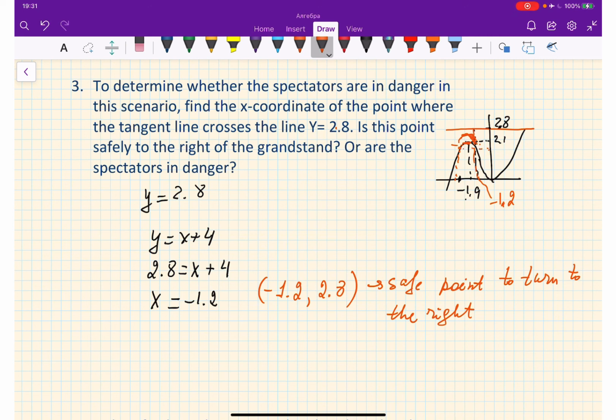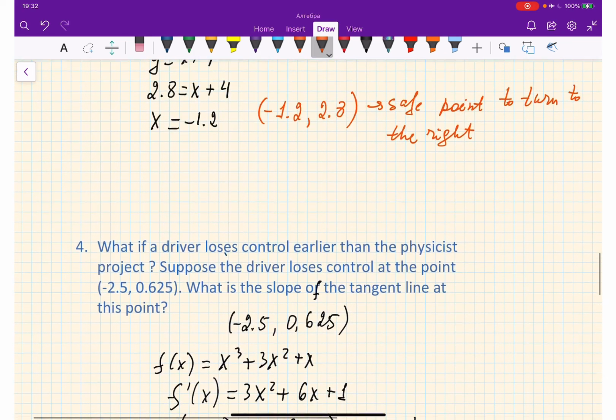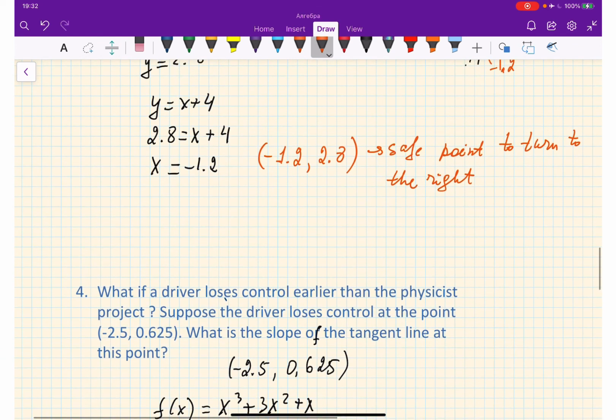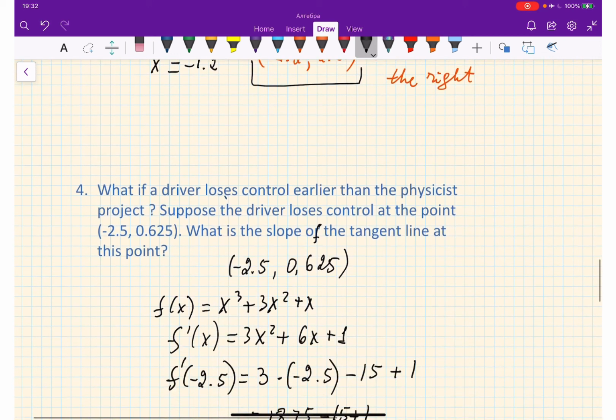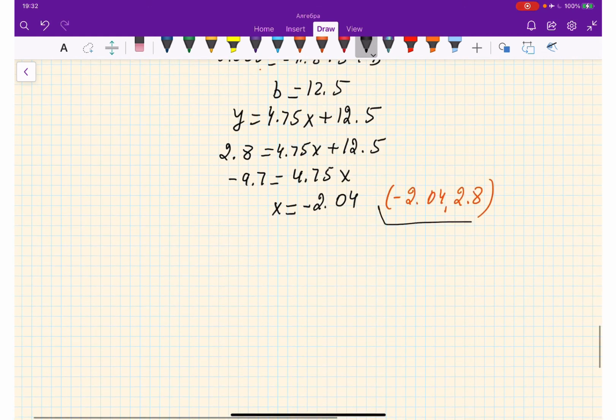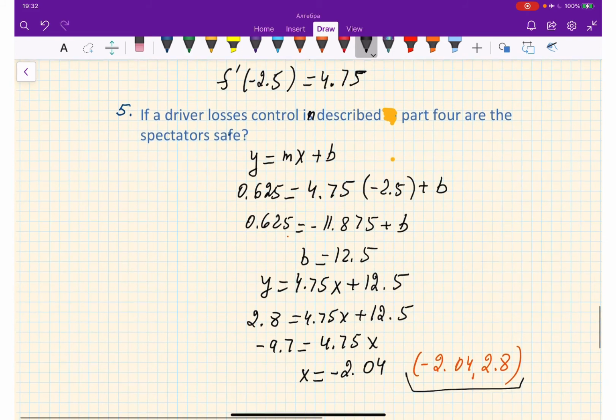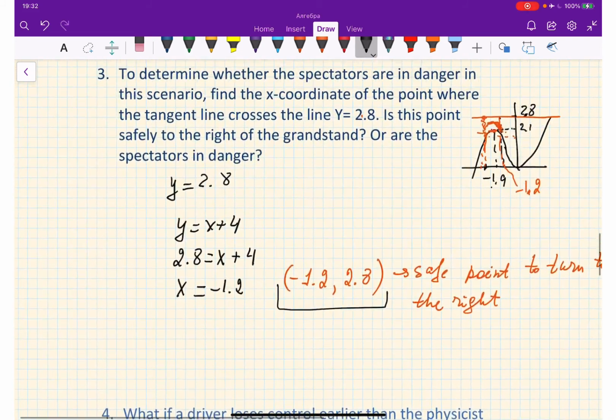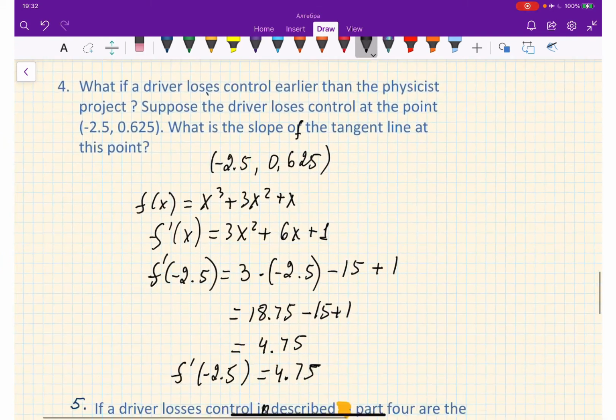2.8. So here it is. It's going to hit the curb, and it's not going to be safe. All right. So this is the point that we calculated, and we decided that it's safe. So behind that is negative 2.04. It's way far away. So it is not going to be safe. Okay, so we solved these problems. I hope it was helpful. It was interesting. Thank you for watching.